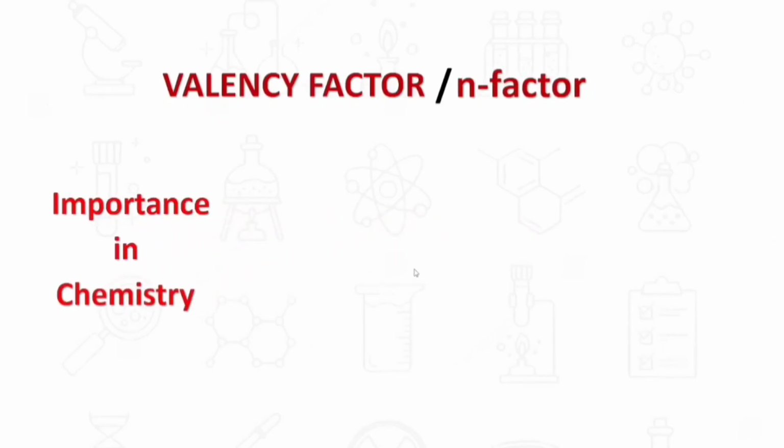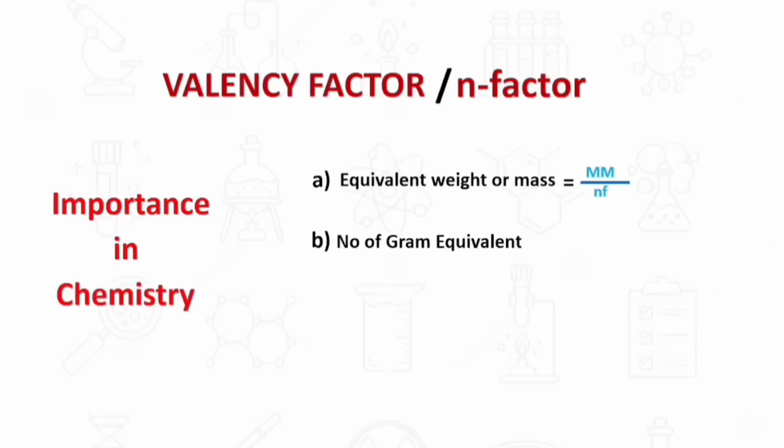It is very important to know the calculation of N factor in chemistry. The first and foremost reason is that if we want to get the equivalent weight or mass of a substance in a compound, we need the N factor. The molar mass has to be divided by the N factor, then we get the equivalent mass or weight of any substance. Or if we want to get the number of gram equivalents of elements in a chemical reaction, we need the N factor. The mass has to be divided by the equivalent mass, and to get the equivalent mass, we must know the calculation of N factor.